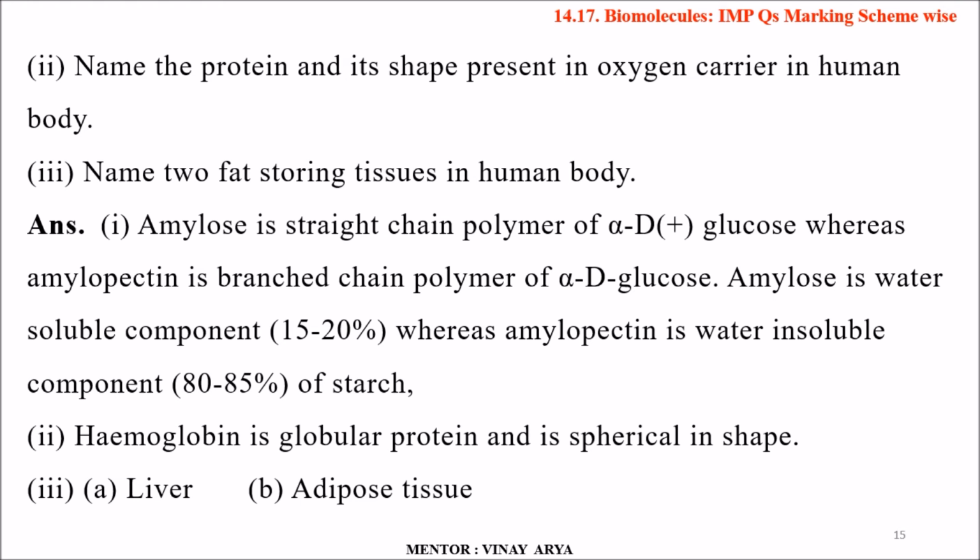The answer to the first one is, amylose is a straight chain polymer of alpha D glucose, whereas amylopectin is a branched chain polymer of alpha D glucose. Amylose is the water soluble component, 15 to 20%, whereas amylopectin is the water insoluble component, 80 to 85% of starch.